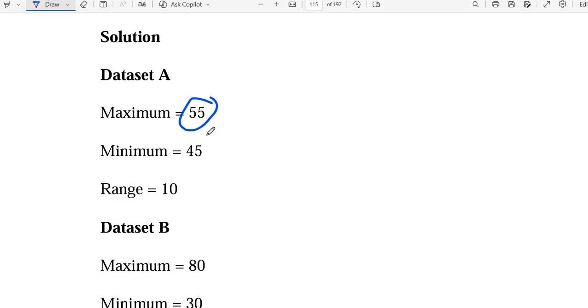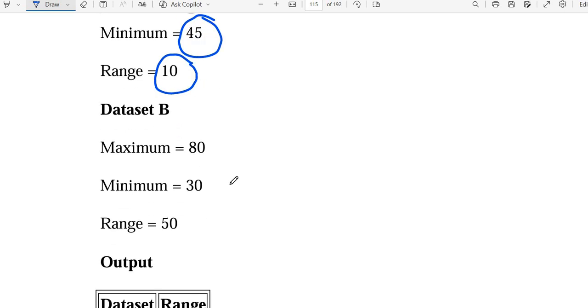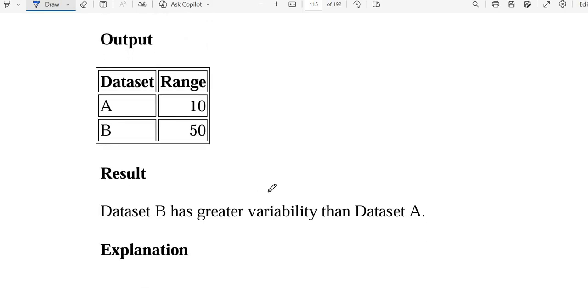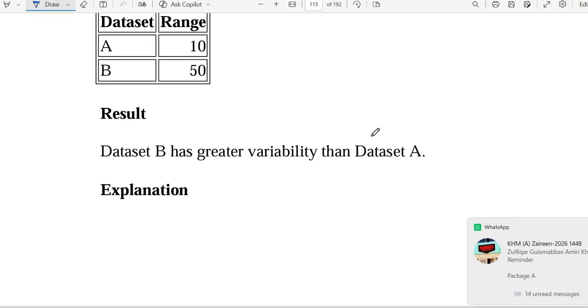Maximum minus minimum, because we have to find the range. So what is the range? The range will be 10, maximum minus minimum. So this is the range of dataset A. Now what is the range of dataset B? Maximum minus minimum, so it will become 50. This is the range of dataset B. Result: dataset B has greater variability than dataset A.